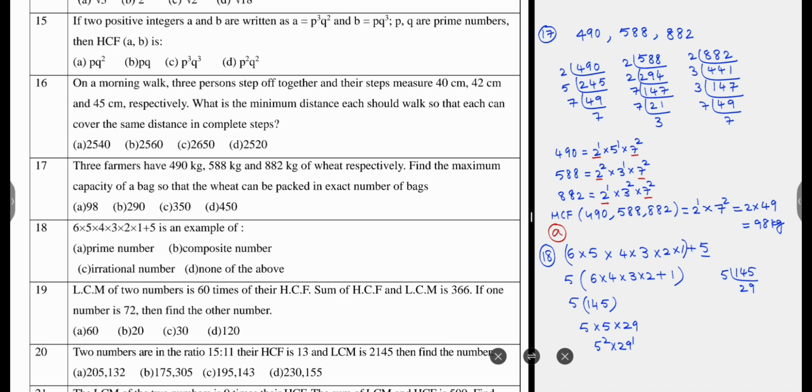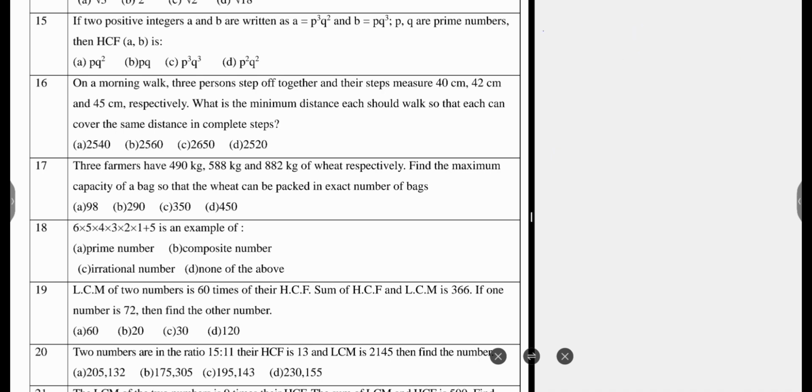Now the given number is expressed as a product of prime factors. Since the given number is expressed as a product of its primes, from the uniqueness of the fundamental theorem, it can be said to be a composite number. So option B is correct. It is a composite number. That is correct. Now question number 19.